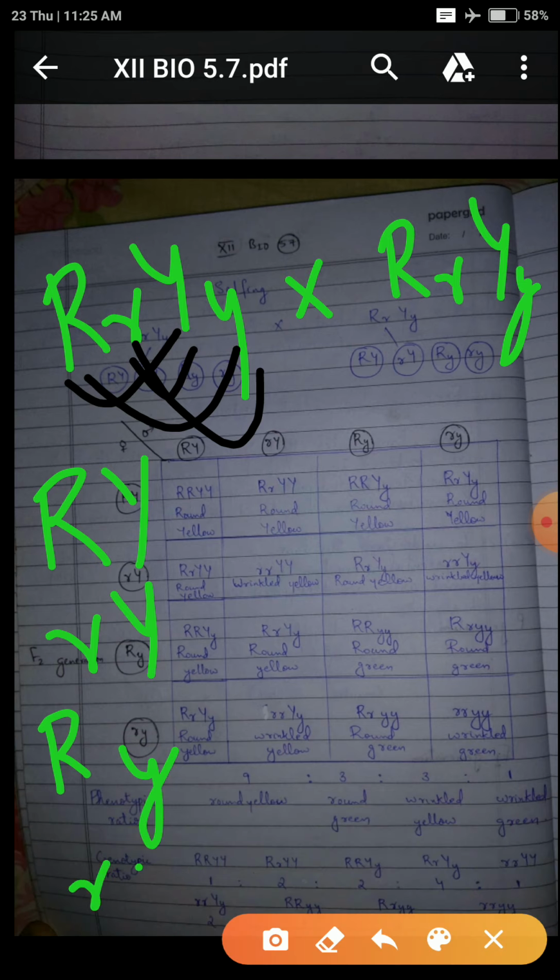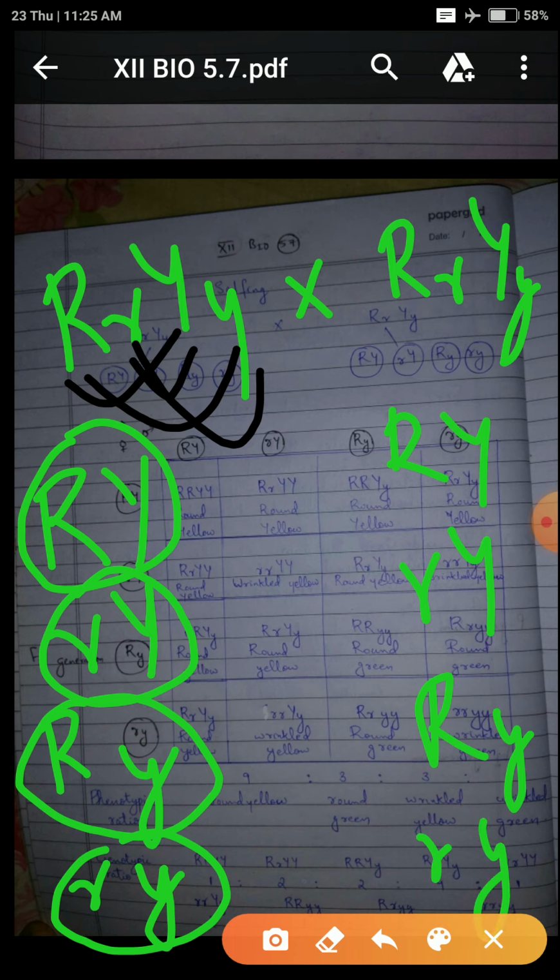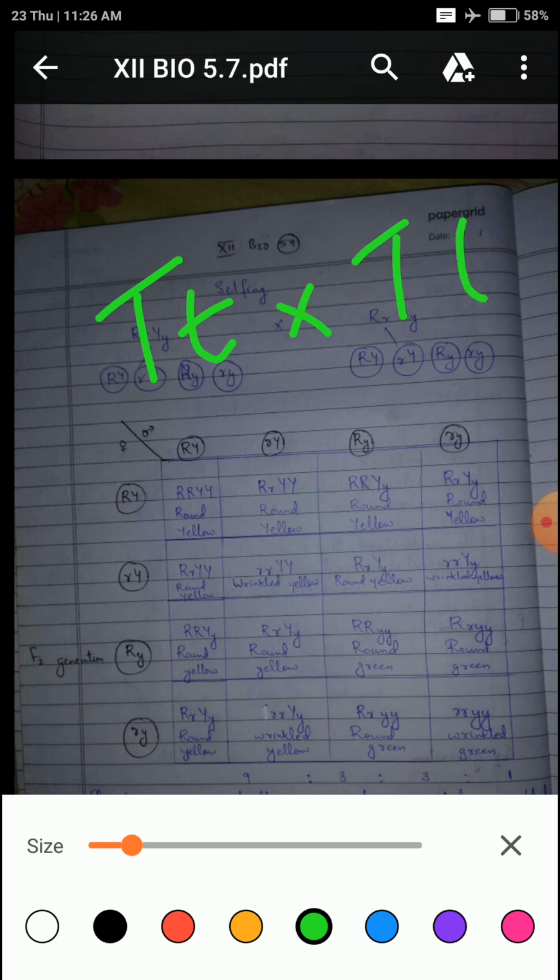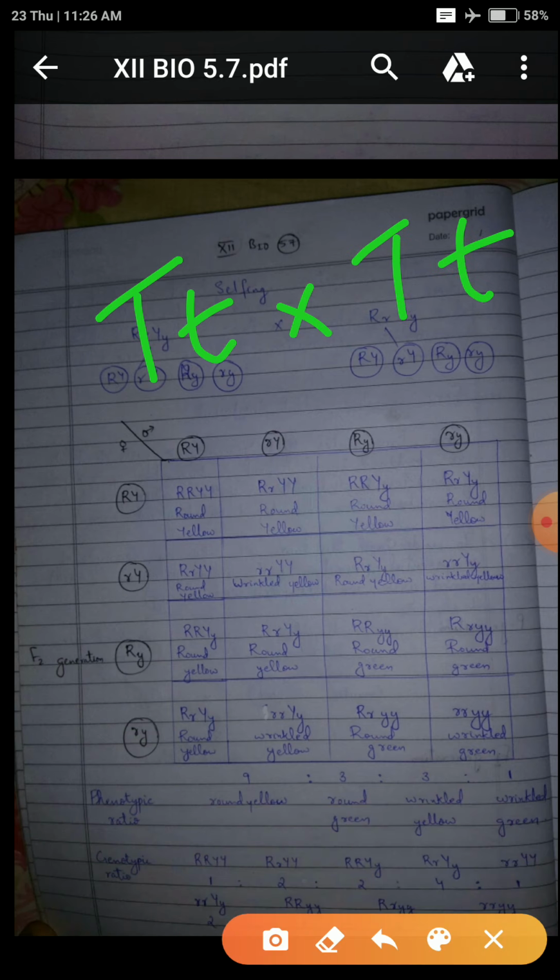Similarly, you will get the same from the other parent: capital R capital Y, small r capital Y, capital R small y, and small r small y. Now, after the self cross, we will get the F2 generation. The number of gametes gives you an idea of how many F2 offspring you will get, because in the previous case you took capital T small t crossed with capital T small t.